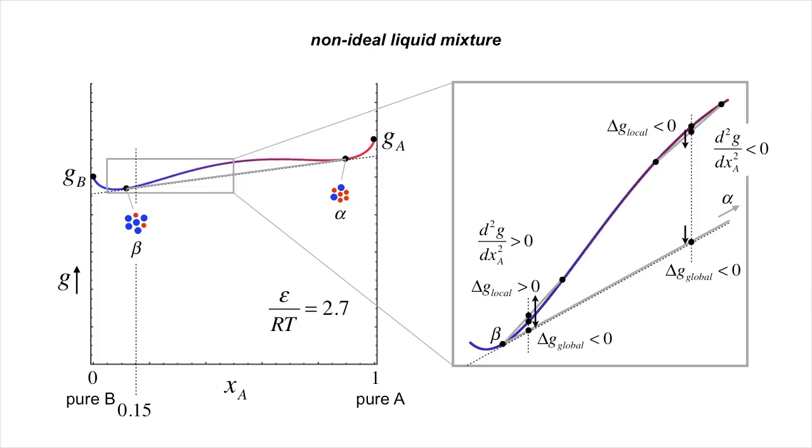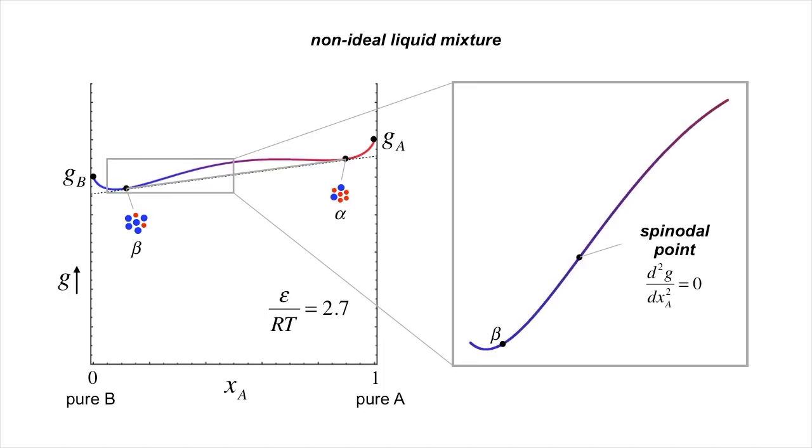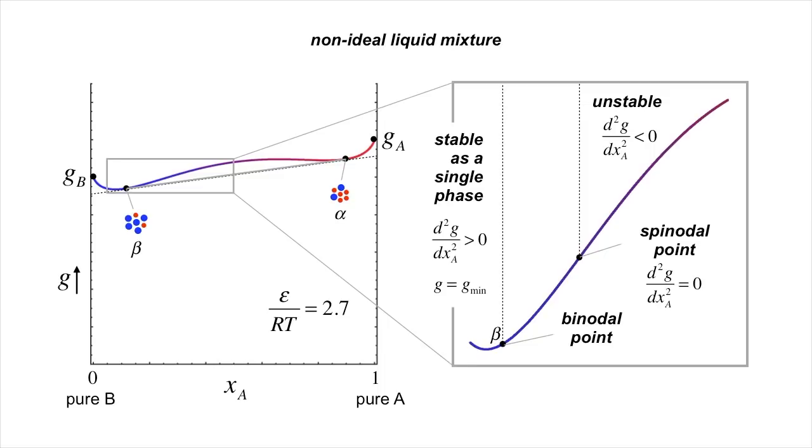The transition between the two types of behavior described here occurs at a point called the spinodal, defined as the inflection point along g of x, where the second derivative is zero. To the right of the spinodal, a single-phase liquid is clearly unstable and will spontaneously separate into two phases. Likewise, to the left of the binodal point, a single phase is clearly stable. But in between the binodal and the spinodal, a single phase will be metastable.